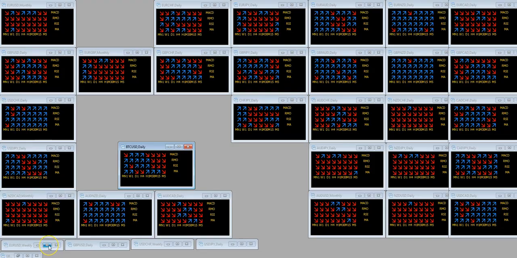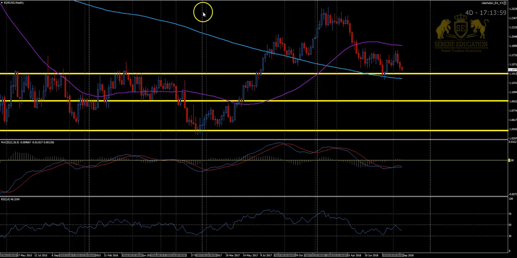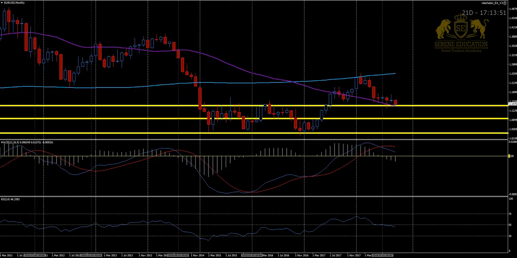First and foremost, I'm going to look at the euro against US dollar. So I've got this on the weekly time frame, and this is for the reason because I already know what price has been doing on the monthly. However, if you're unsure, let me just go back to the monthly again, just to highlight what we've seen so far this year.